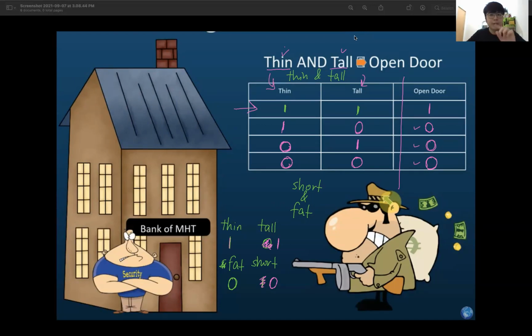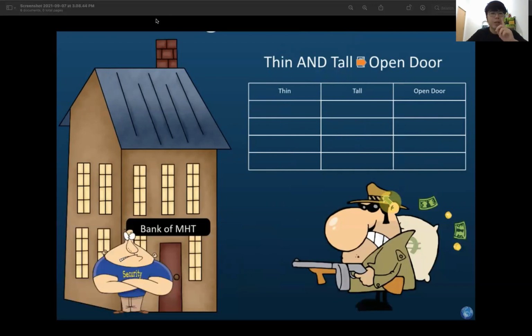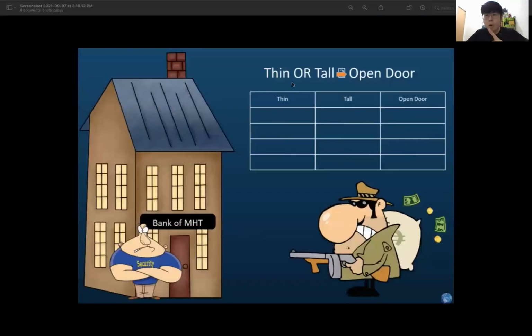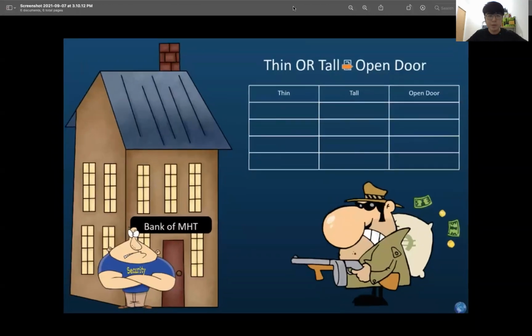He says to the security, okay, you only open the door to customers who are thin or tall. Now there's a difference here. You only open to customers who are thin or tall, meaning that if either one is fulfilled, it is allowed to enter. Either one is fulfilled, it is allowed to enter.